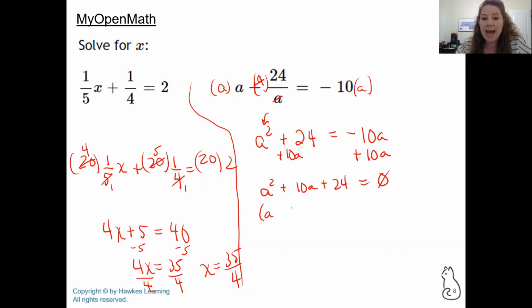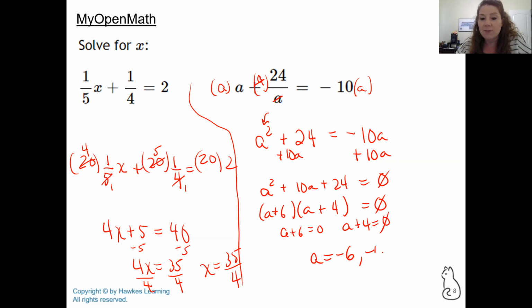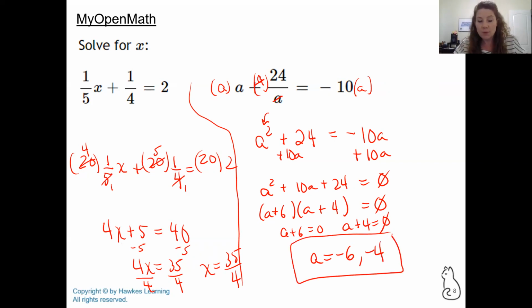Then two numbers that multiply to give me 24, but add to give me 10, would be 6 and 4. And then I would take both of these, set them equal to 0, and then solve for a, and I get two answers. A is -6 and -4. So you would just type in -6, -4, and that would be your answers.